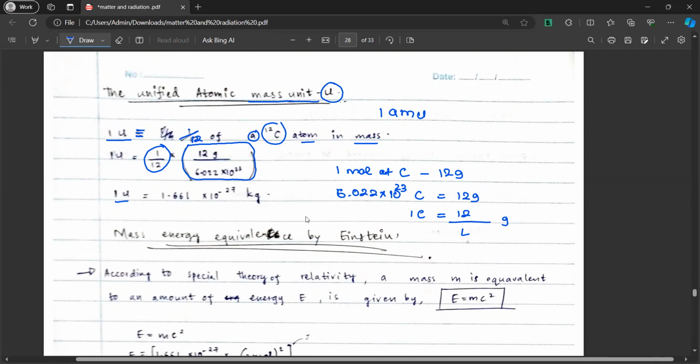So when we simplify, we get around 1.661 into 10 to the negative 27 kilograms. So 1 AMU is identical to this amount in kilograms. Okay. So you don't need to memorize these values, but you must get the idea. What is an AMU? What is 1 AMU?